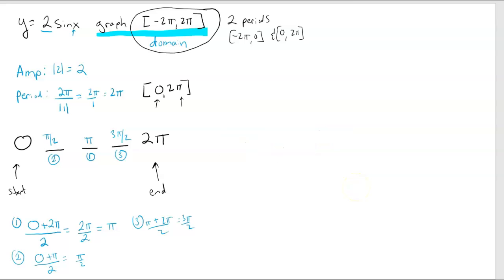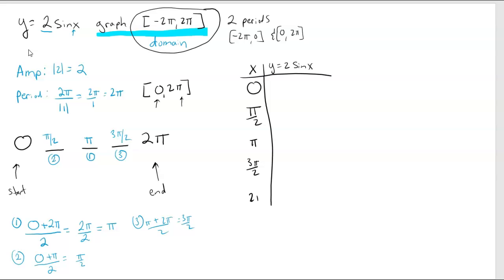Okay, so how do I go ahead and graph this? Well, the first thing that I want to do is set up a table. Okay, when in doubt, set up a table. All right, and this will be my y value, aka 2 sine of x. 0, pi over 2, pi, 3 pi over 2, and 2 pi.